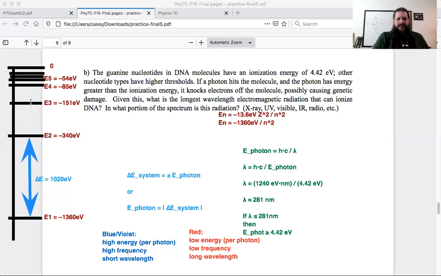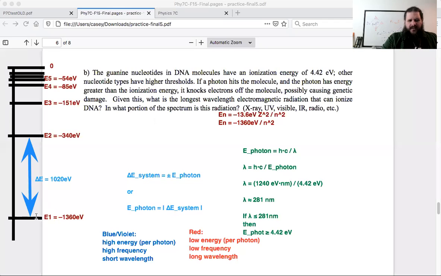Oh, and is that what the phrase ionization energy is telling us? Yeah, ionization basically means that we're trying to kick the electron out of the atom, because the atom would then be missing an electron, so it would be positively ionized. Okay, got it. Thank you.